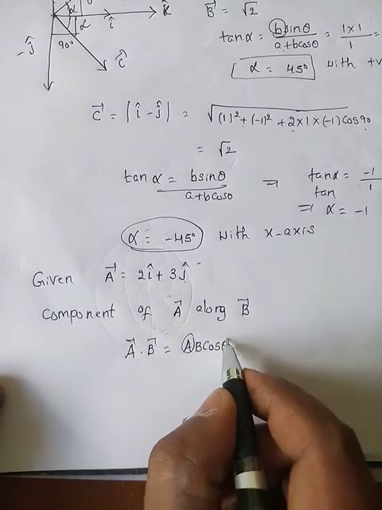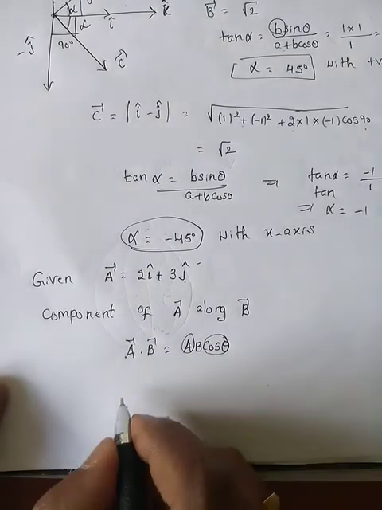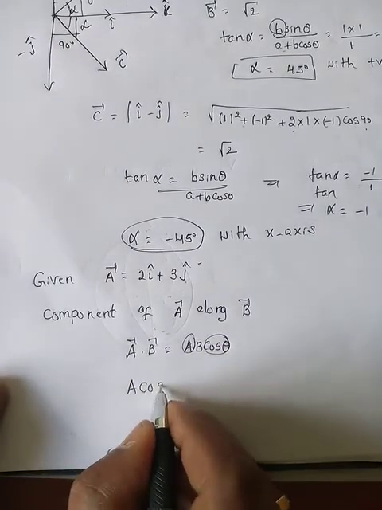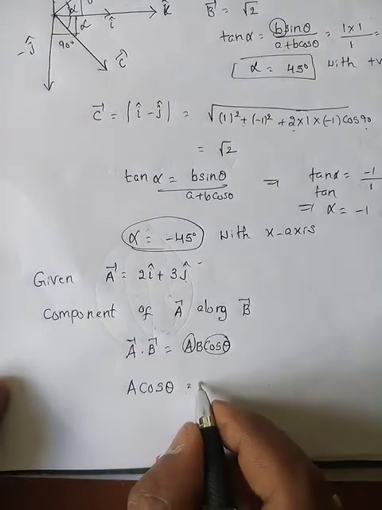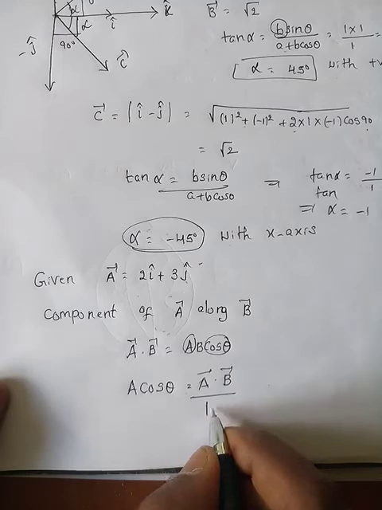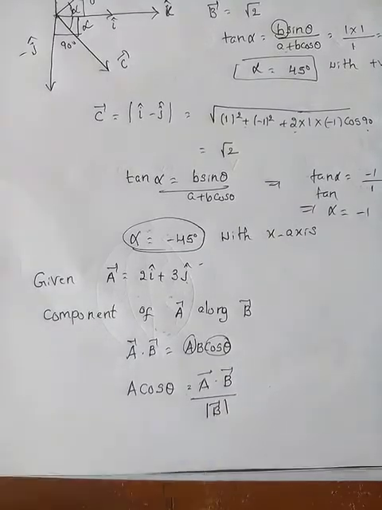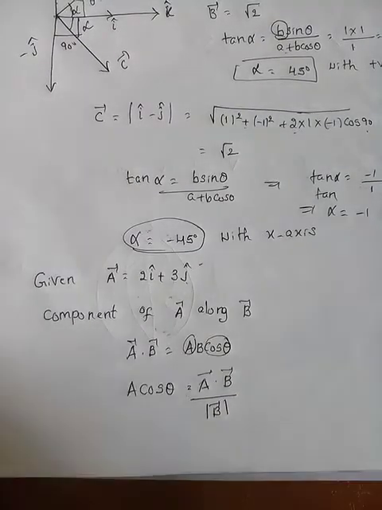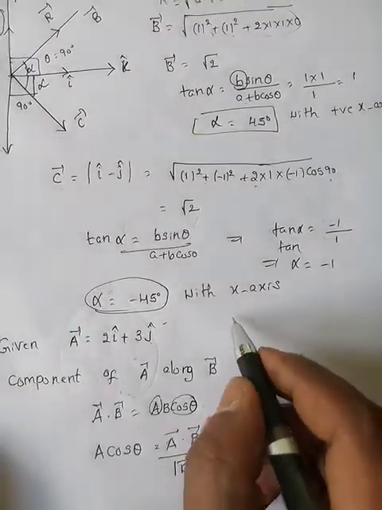Component of A along B bar means what? We should calculate A cos theta. So what is A cos theta here? A cos theta is equal to A bar dot B bar by modulus of B bar. A bar dot B bar by what? Modulus of B bar. So let us solve this one.